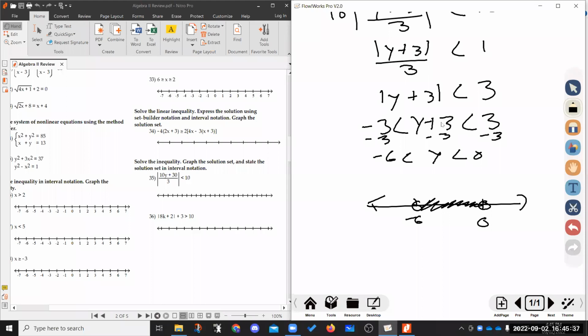But because this was a distance that was less than something, I'm taking the distances that are 3 or less away from the center point of this interval, which is at -3. So this says y plus 3, the center of this interval is at -3. We'll make this 0. The radius that I want there is going to be 3. -3 plus 3 is 0. -3 minus 3 is -6. I don't want to include the endpoints.